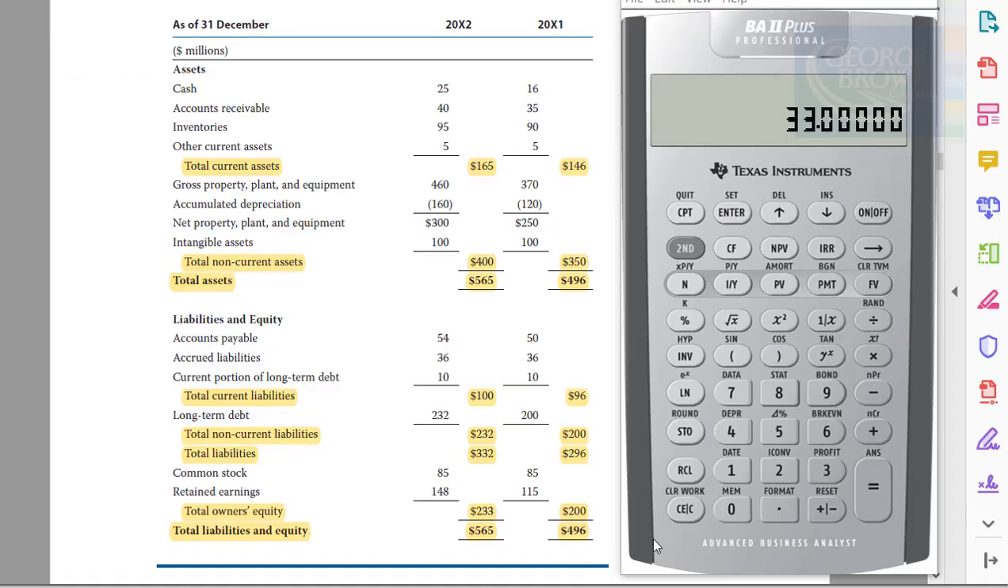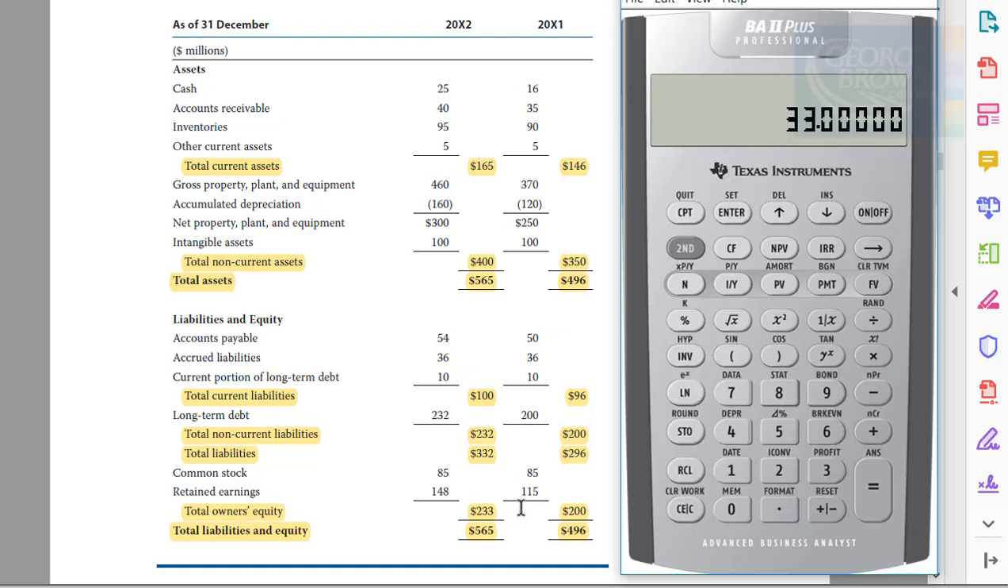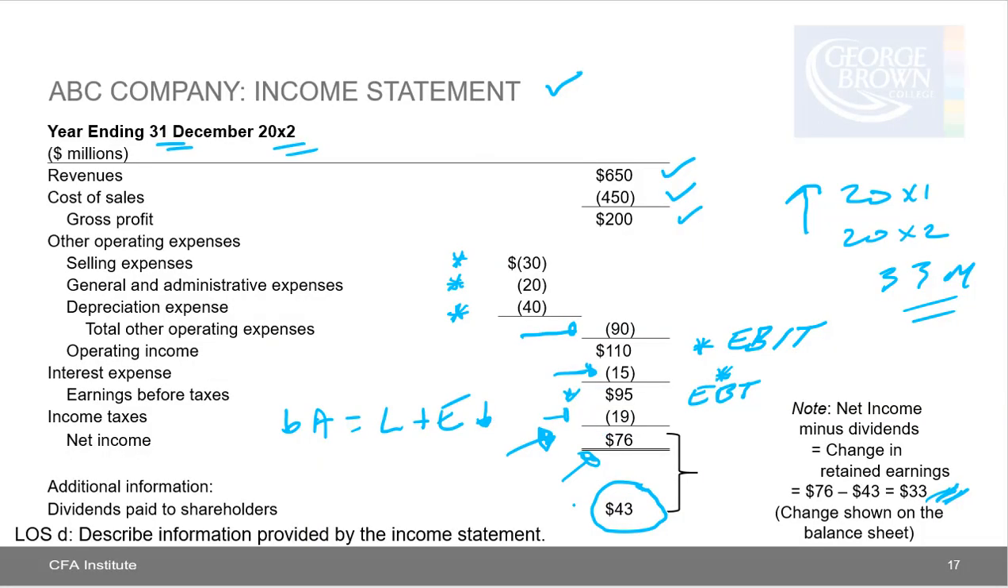So that's the increase in retained earnings in 20X2. So again, just pointing out the link between the income statement and the balance sheet. So now we saw in the income statement, the net income was 76 million. 43 million was paid as dividends. So the amount of net income that was retained was 33. And we can see that that was in 20X2. So the retained earnings, 148 minus the previous year, 115. So we know that the retained earnings for 20X2 was 33 million, and that 76 million in net income minus the 43 million in dividends gives us our 33 million increase in retained earnings in 20X2.